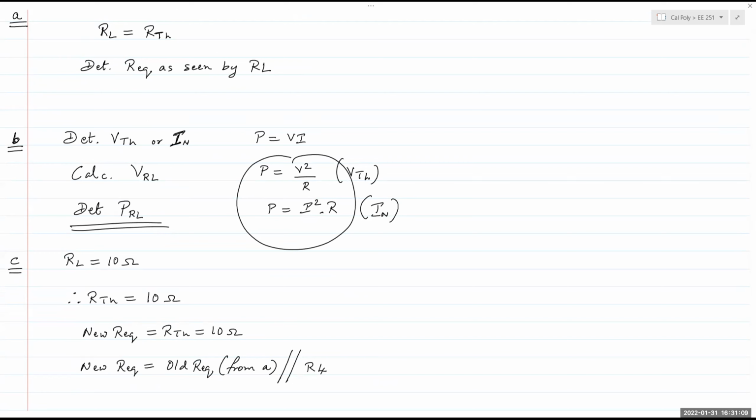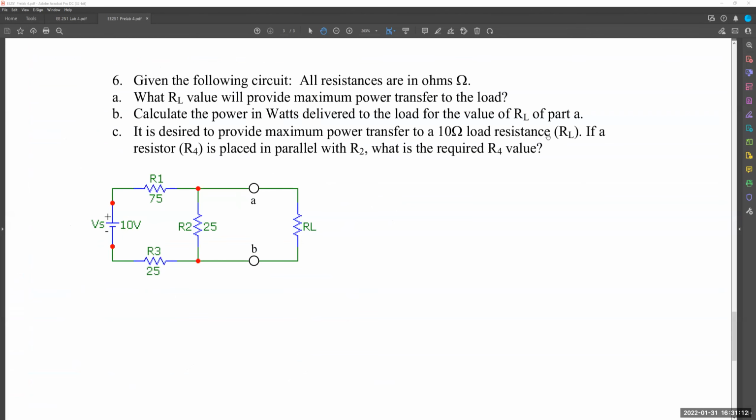For 6C, we are saying that RL is 10 ohms. If RL is 10 ohms, we need to put a resistor R4 in parallel with R2 to provide maximum power transfer to the 10 ohm load resistance. So then what is the value of that resistor R4? Well, it's just an extension of A and B.